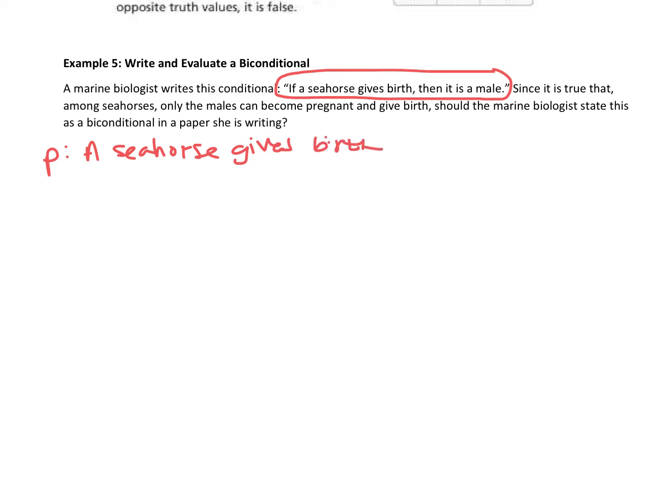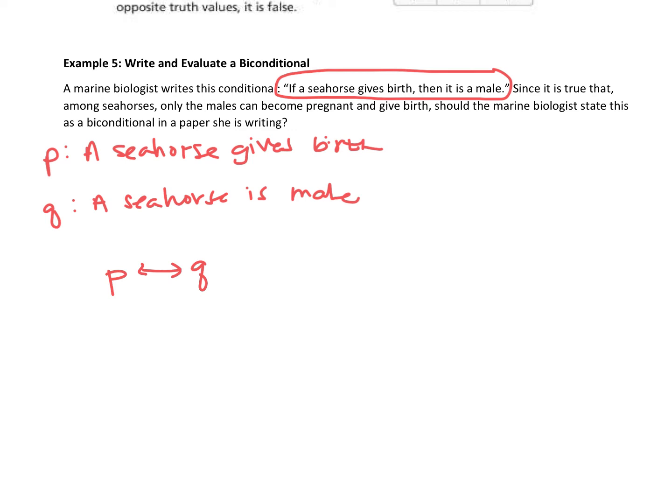So what we're going to do is start by identifying the hypothesis and conclusion of the conditional statement they gave us. So here's your if then. The hypothesis is the if. So that's our P. If a seahorse gives birth. So the hypothesis: a seahorse gives birth. The conclusion, then it is male. So the conclusion is that a seahorse is male. So the biconditional statement would be P if and only if Q.